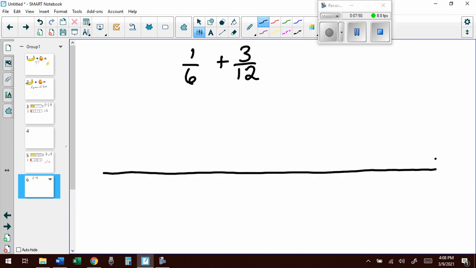Draw out your number line from 0 to 1. And first, we are going to partition it into 6. So we're going to find out where 1/6 is right away. 6 is an even number. I can partition it in half. What times 2 equals 6? 3. So I can partition these halves into thirds.